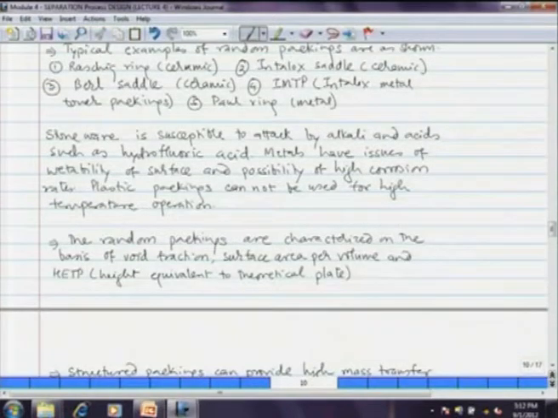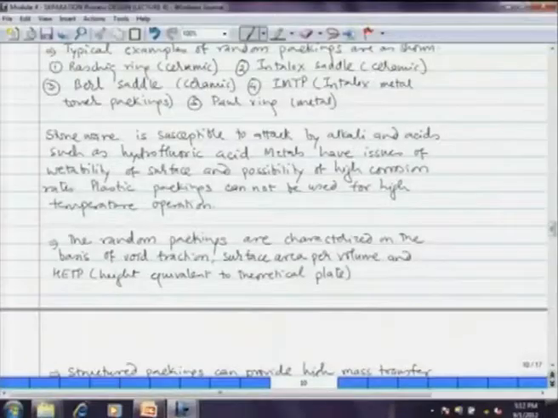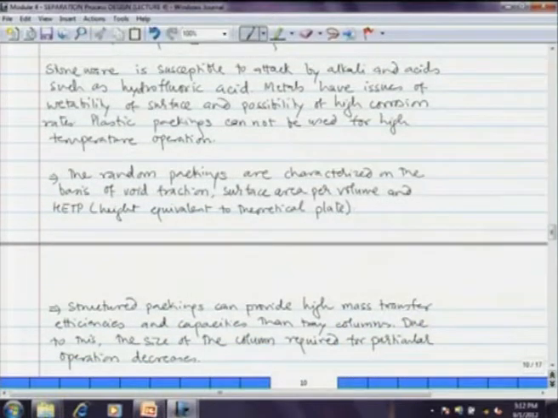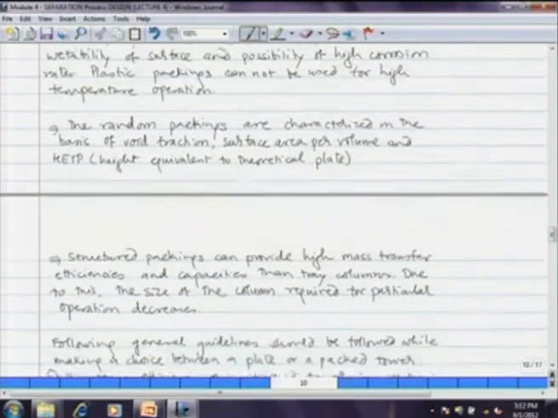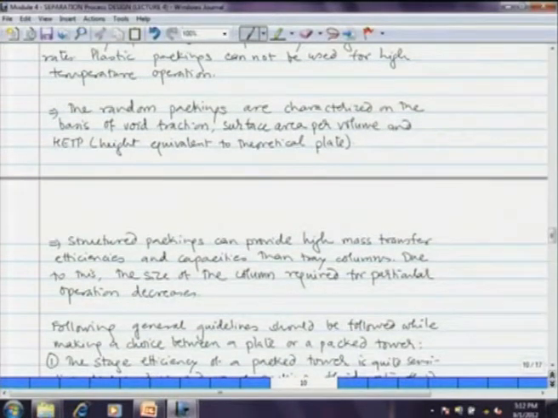Now, there is some discussion regarding the material of construction. The popular material of construction for tower packing is either ceramic or metal, and in modern days even plastic is being used, but all of these have some advantages and disadvantages. Now, let us see those. Stoneware is susceptible to attack by alkali and acids such as hydrofluoric acid. Metals have issues of wettability of the surface and possibility of high corrosion rates. Plastic packings cannot be used for high temperature operation because they may decompose.